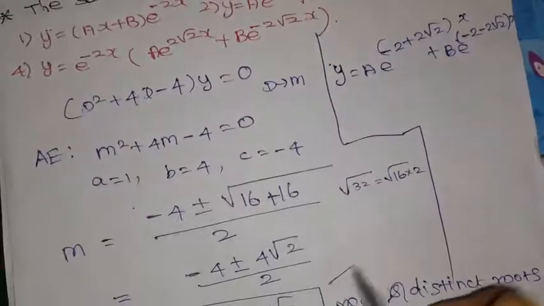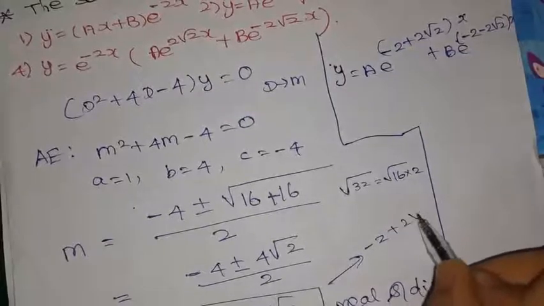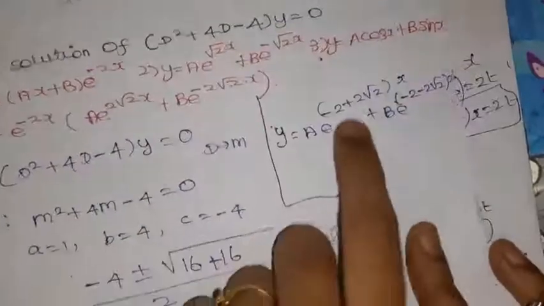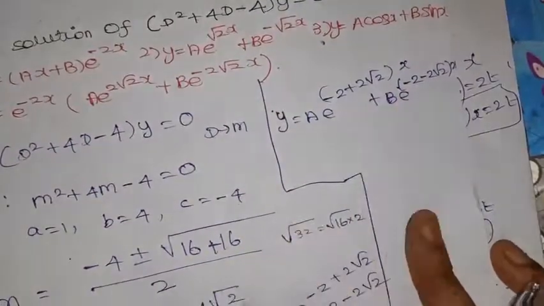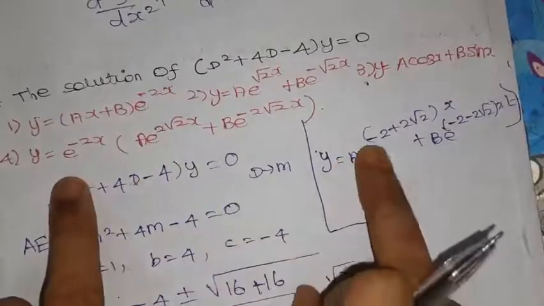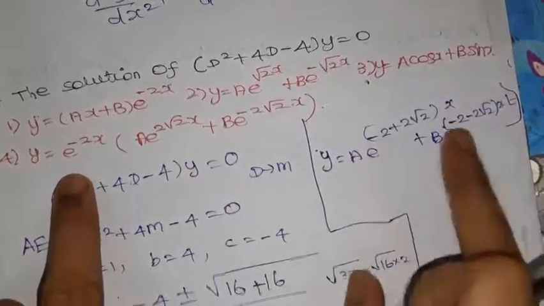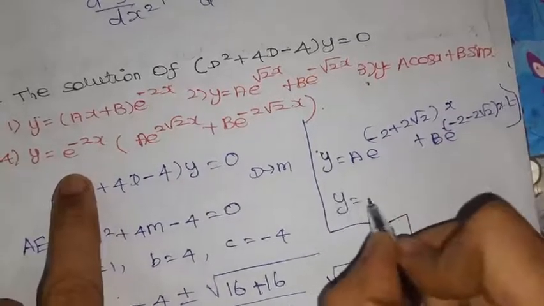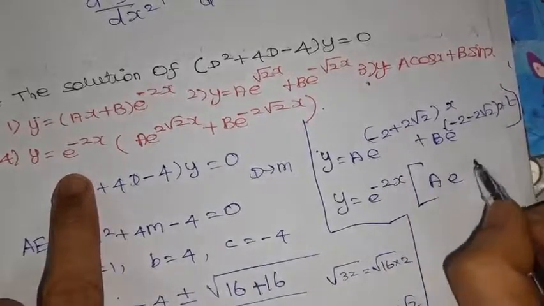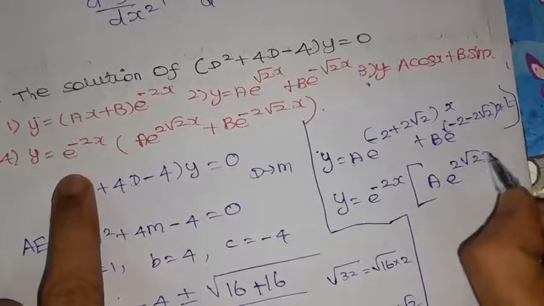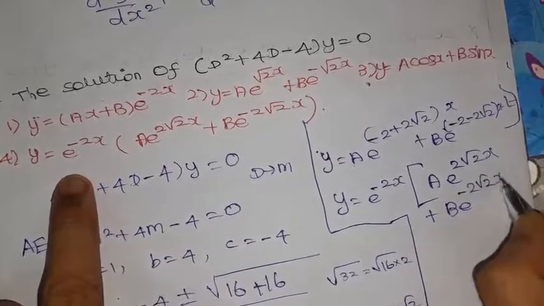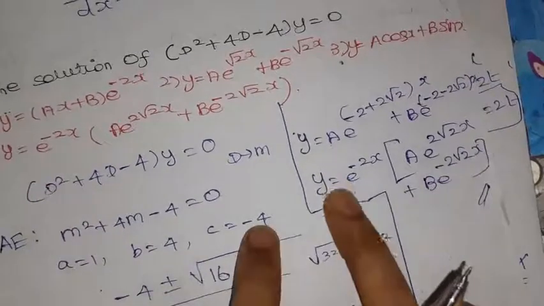Okay, so 2 roots, minus 2 plus 2 root 2 and minus 2 minus 2 root 2. This is the solution. So see in the options, here it will match. They have taken e power minus 2x common outside. So y equal to e power minus 2x, what is remaining? A e power 2 root 2x plus b e power minus 2 root 2x. So this is the answer, this one.